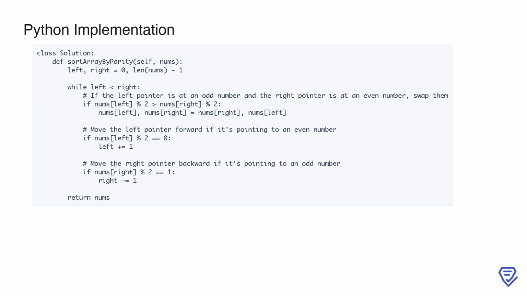4. Pointer adjustments. After evaluating the swap condition, if the value at the left pointer is even, nums[left] % 2 == 0, the left pointer is incremented to examine the next number. If the value at the right pointer is odd, nums[right] % 2 == 1, the right pointer is decremented to examine the previous number. 5. Termination. The loop terminates when the two pointers meet or cross, ensuring all even numbers are on the left and all odd numbers are on the right. 6. Return result. The modified array is returned as the output.